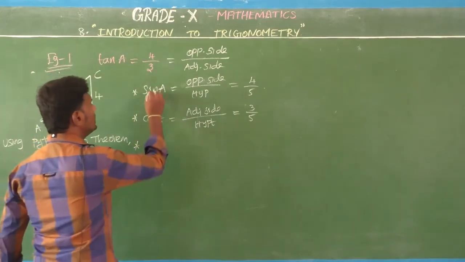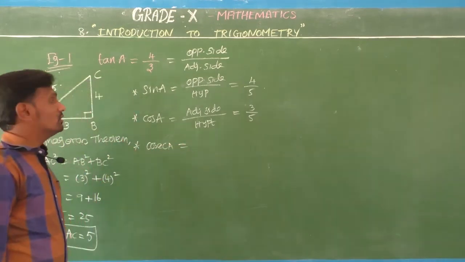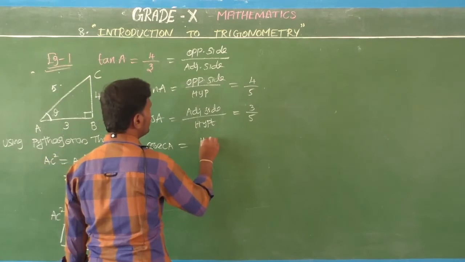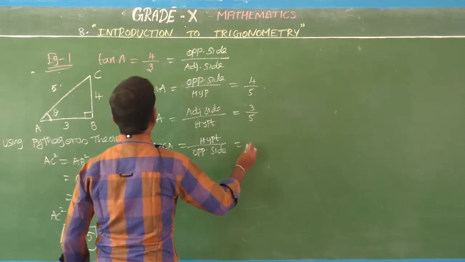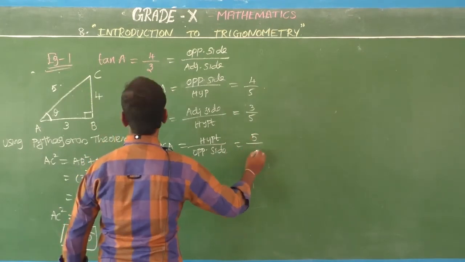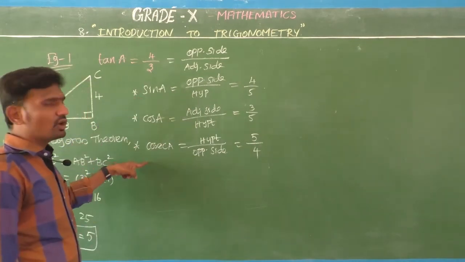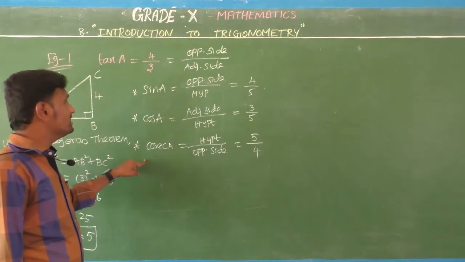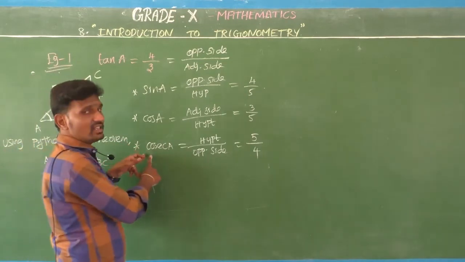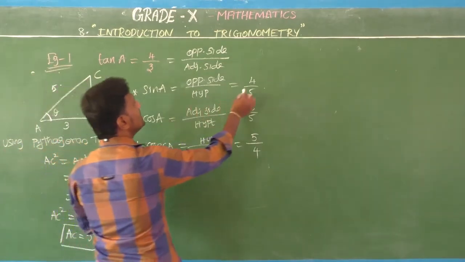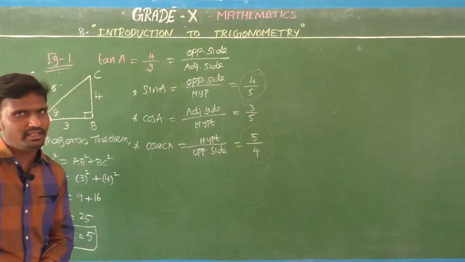Now after that, cosecant A we want to find. So cosecant A is equal to hypotenuse divided by opposite side. So hypotenuse you have a value of 5 divided by opposite side 4. Already I told you cosecant theta is the reciprocal of sin theta, and both are reciprocals of each other. So cosecant A is equal to 1 by sin A. See, sin A is 4 by 5 and cosecant A is 5 by 4. That's all, students.